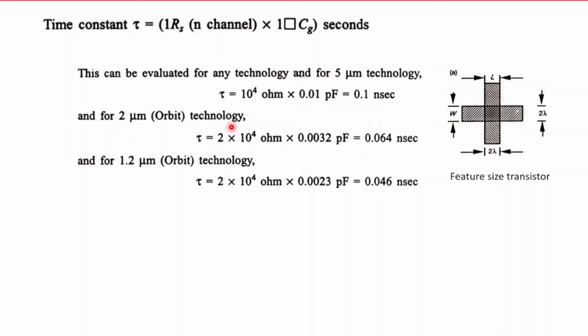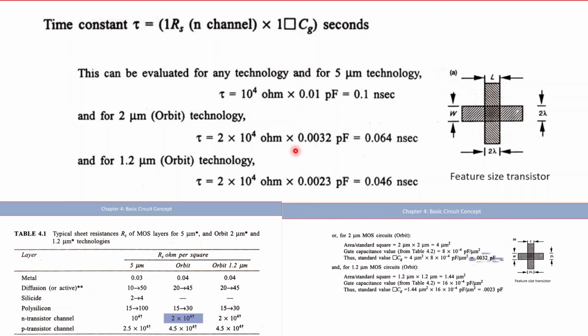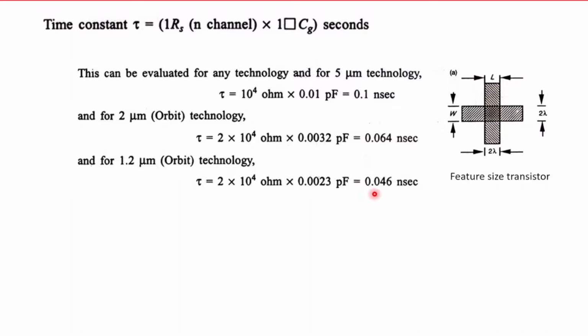Similarly for 2 micrometer technology, the resistance we have already calculated is 2 into 10 to the power 4 ohm, and the standard square Cg is 0.0022 picofarad. So the time constant for 2 micrometer technology for feature size is 0.064 nanosecond. Similarly for 1.2 micrometer technology, the resistance we have already calculated is 2 into 10 to the power 4 ohm, and the standard square Cg that we already calculated is 0.0023 picofarad, which results in a time constant of 0.046 nanosecond.